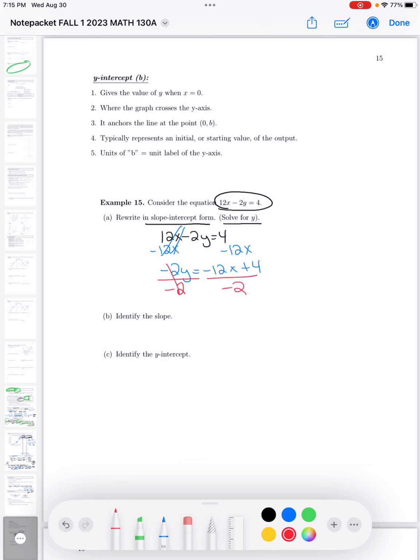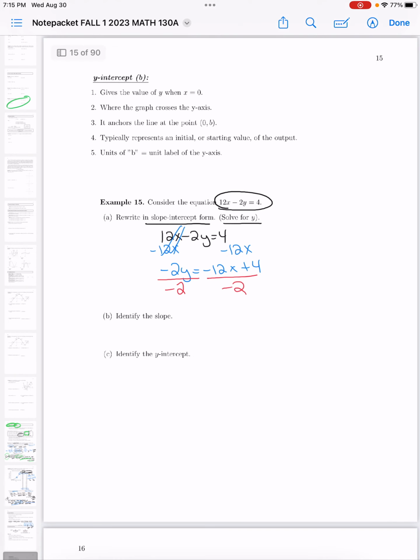When I do that, oh, my pen stopped working. Let me just get that back going. Sorry, that's a little fix that I learned for the pen there.